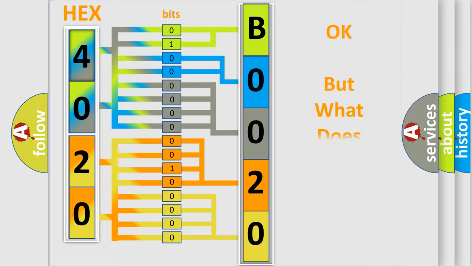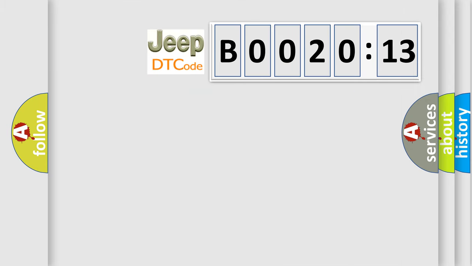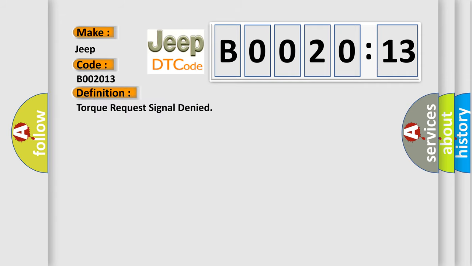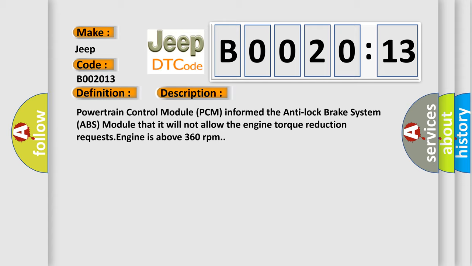The number itself does not make sense to us if we cannot assign information about what it actually expresses. So, what does the Diagnostic Trouble Code B0020-13 interpret specifically for Jeep car manufacturers? The basic definition is torque request signal denied. And now this is a short description of this DTC code. The Powertrain Control Module PCM informed the anti-lock brake system ABS module that it will not allow the engine torque reduction requests when the engine is above 360 revolutions per minute.